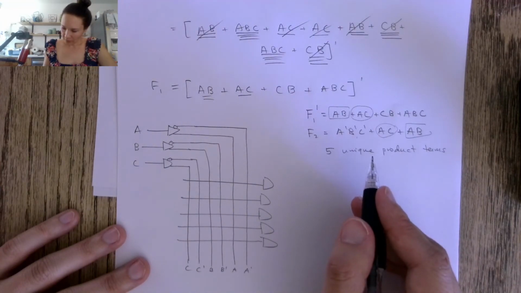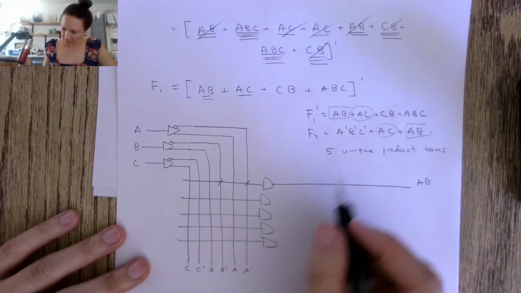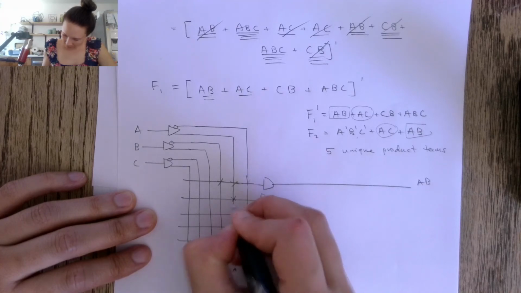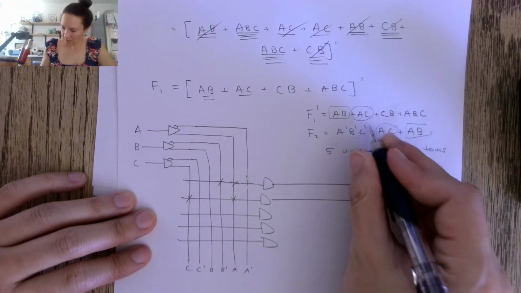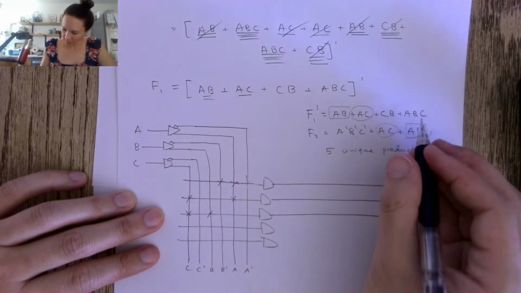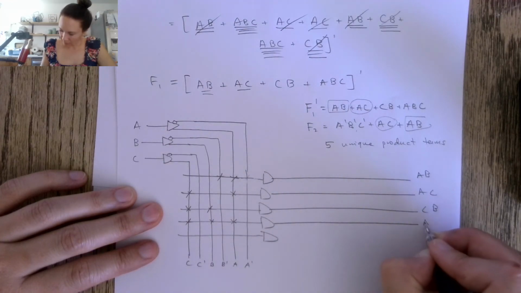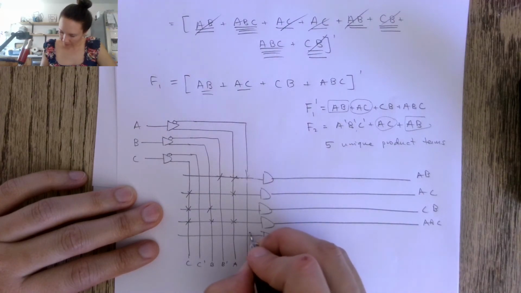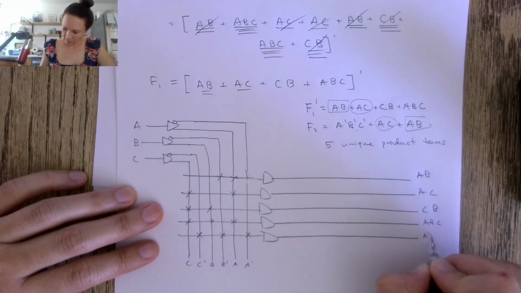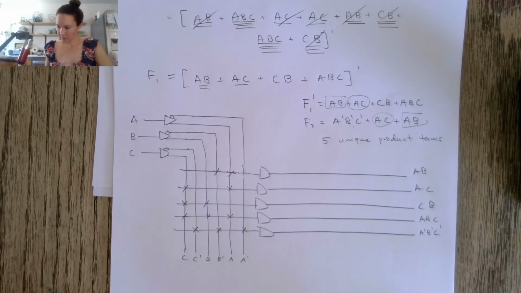Let's make the first one AB. A and B, so that's our product term AB. Let's make our next one AC. Here's A and here's C, so that's the product AC. Let's make a CB, so there's our product term CB. And then an ABC: A, B, C. And the last one is going to be A naught, B naught, C naught. I hope I didn't leave anything out, but I think we're okay.